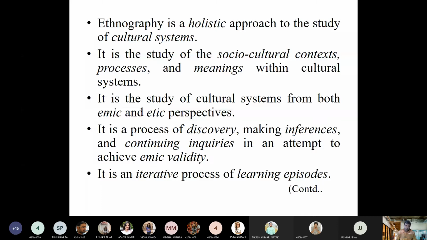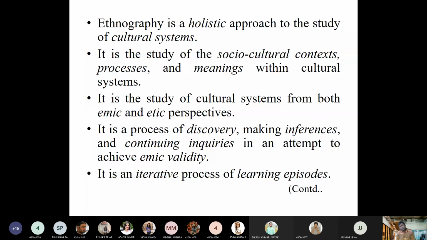It is the study of socio-cultural context, process, and meanings within a cultural system. Means you need more socio-cultural context, more process information, more logical outputs. It is the study of cultural system from both emic and etic perspectives. I'll teach you later what emic and etic perspectives are. Emic means the insider, etic means an outsider. I'll teach you later what the difference and similarity between emic and etic perspectives are.